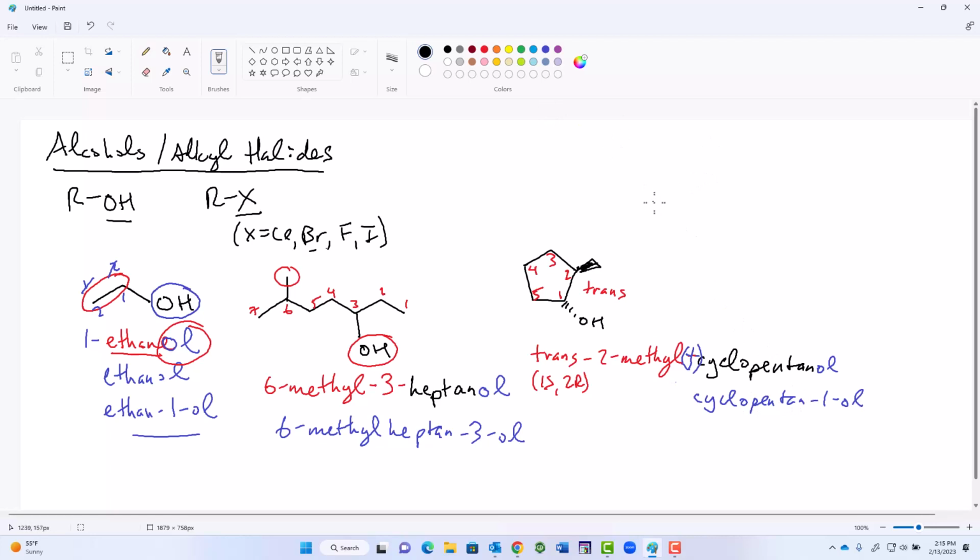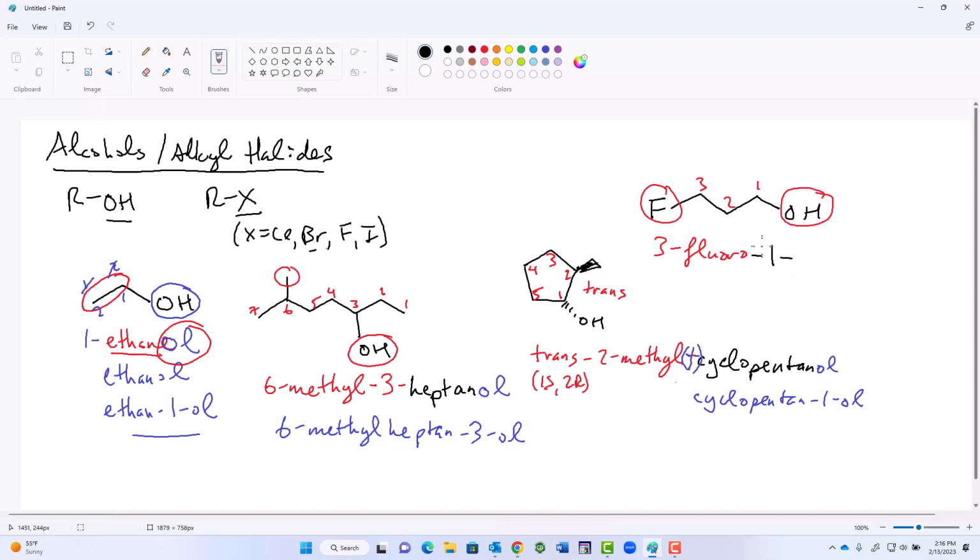Just to do one last example with a halide substituent. We have this fluoroalkane here. We would number it such that the alcohol has the lowest number. So we put the 1 here, 2, 3. We have a 3-fluoro and a 1 alcohol. So we'd start with 3-fluoro. And then we'd indicate the position of the alcohol.